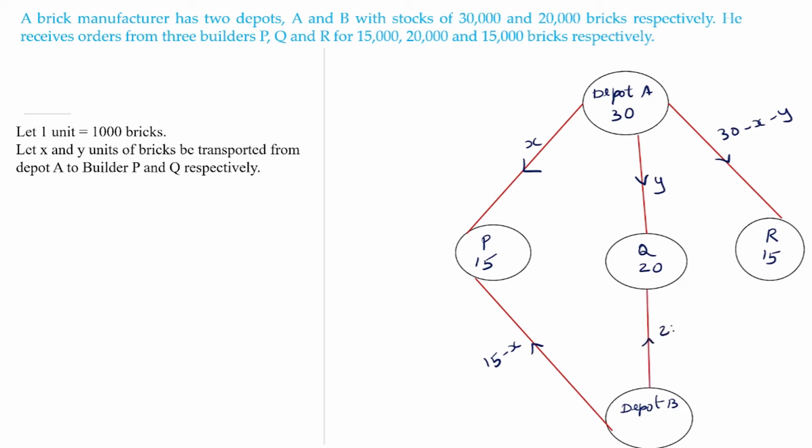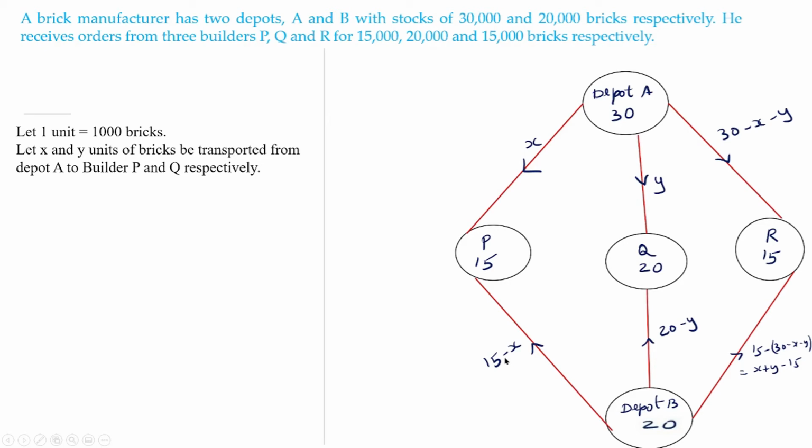So depot B will provide 20 minus Y units of bricks. And then moving on to builder R. Builder R is getting 30 minus X minus Y units from depot A. Then the remaining 15 minus (30 minus X minus Y) he or she will receive from depot B. So here we have 15 minus (30 minus X minus Y), so it is X plus Y minus 15. So this is how the transportation of bricks occurs.